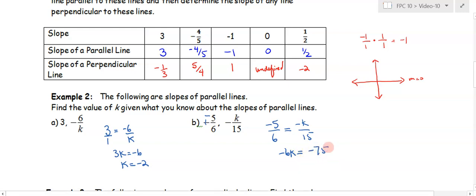Divide both sides by 6. I get k equals 12.5. And negative divided by negative is a positive. So k does not have to be an integer value. It could be a fraction, a decimal, etc.